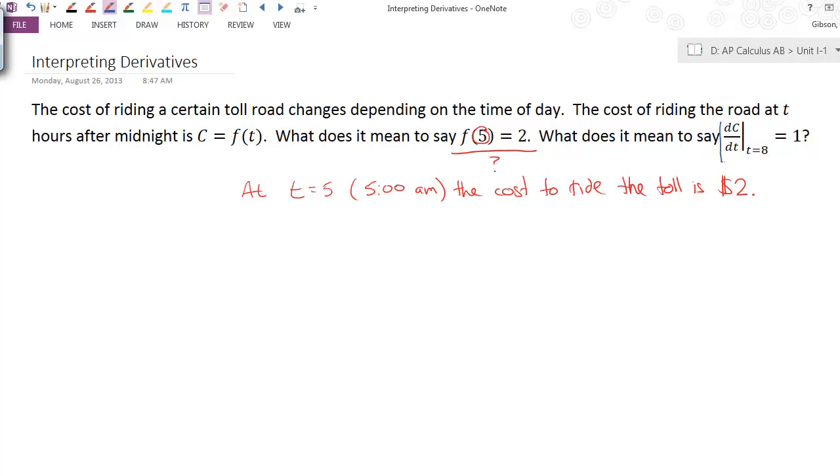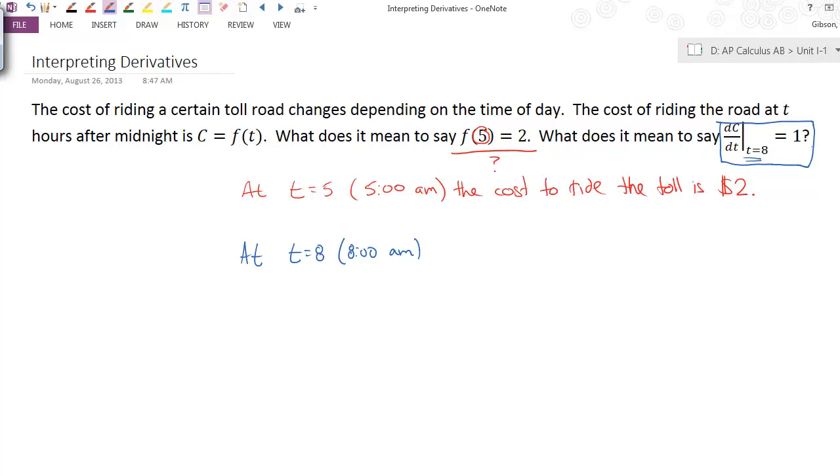which is asking us, what does it mean if dC/dt, when t is 8, equals 1? So this is no longer talking about the cost itself, but rather the change in cost with respect to the change in time at t equals 8, meaning at 8 a.m. So let's start by writing the time, which is 8 a.m. dC/dt, change in cost, change in time. So we know the units about what we're talking about is going to be dollars per hour. So we're going to be talking about $1 per hour here.